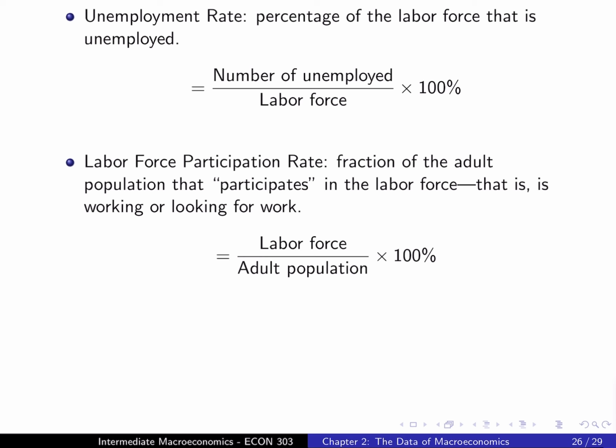Labor force participation rate. This measures the share of the adult population that is in the labor force, either working or looking for work. Labor force participation rate equals labor force divided by adult population times 100%. These metrics help us assess the health of the labor market and the extent to which people are engaged in economic activity.